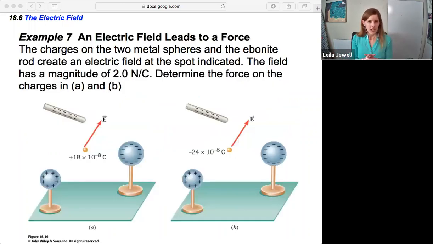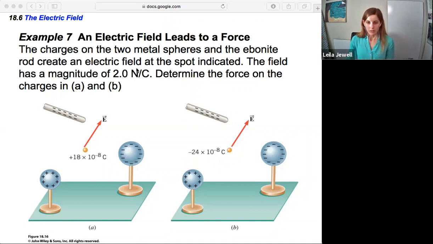Let's look at another example that's closely tied to this. Example 7, an electric field leads to a force. The charges on the two metal spheres and the ebonite rod create an electric field at the spot indicated. The field has a magnitude of 2.0 newtons per coulomb, which is what we found in the last example. Same numbers here. Determine the force on the charges in A and in B.